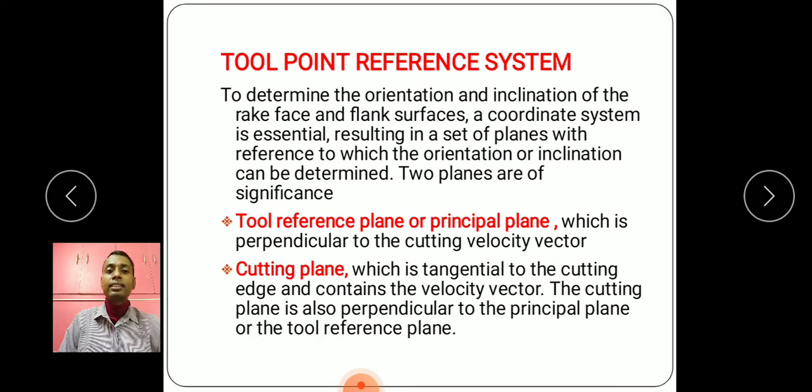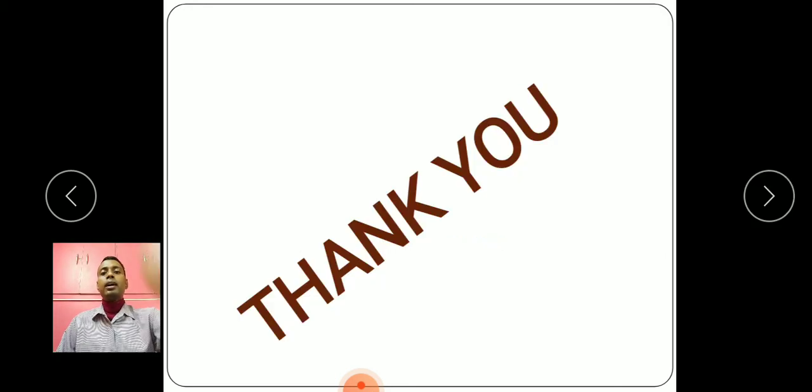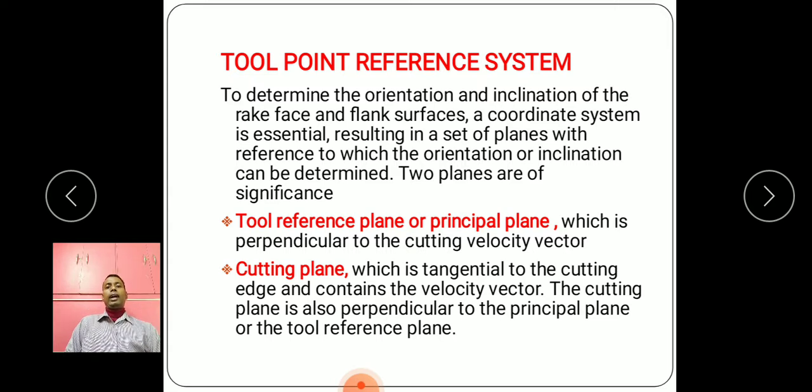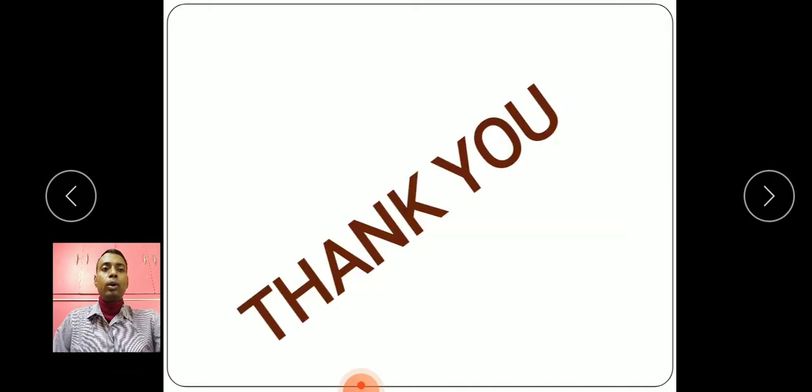Tool point reference. Tool reference actually requires, in my upcoming slide, discussion of the many tool signatures in the ASA system, ORS system or NRS system. I will discuss that in my next slide. Okay, thank you. I think all of you understand the geometry of single point cutting tools.